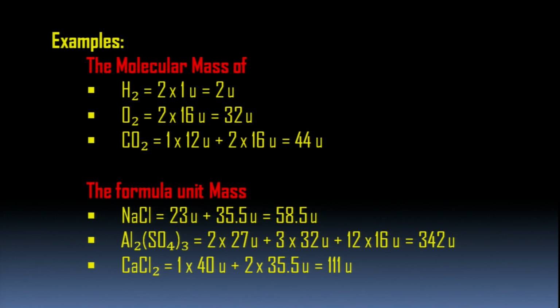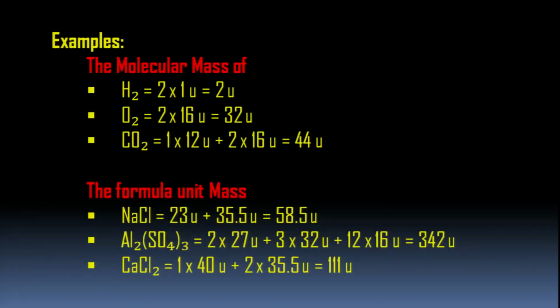I had discussed that in the earlier class. So, in this, 2 into 27 for aluminium, 3 into 32 for sulfur and 12 into 16U for oxygen. When we combine all this and add it up, we get 342U. You solve it in your notebook and you will find the same answer. Children, try it in your notebooks.